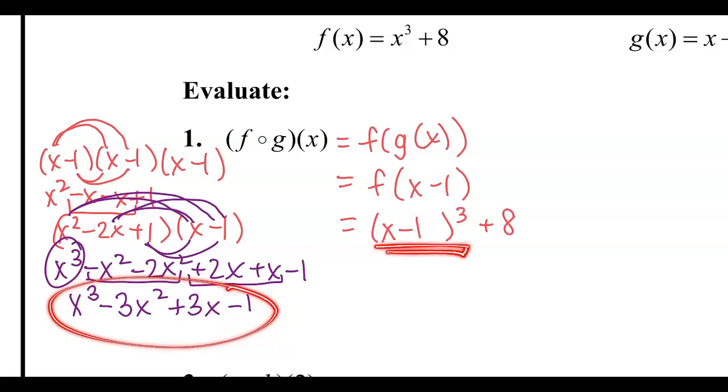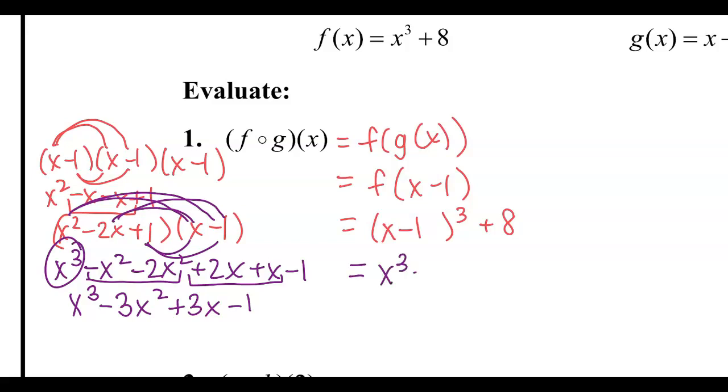So when you FOIL x minus 1 to the third power, you're going to get this expression here. So what I'm going to do right now is replace all of that x minus 1 cubed with x cubed minus 3x squared plus 3x minus 1. Please don't forget about that positive 8 at the very end. Don't forget about it. So I'm going to add 8 to the very end.